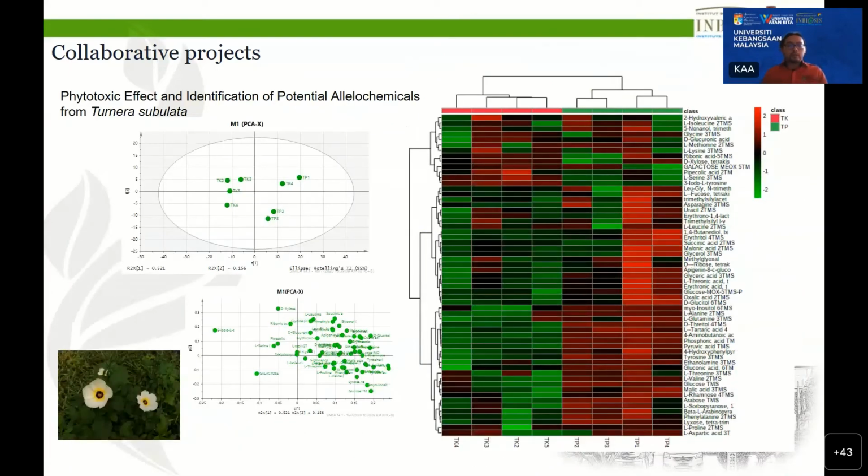I was also involved with the study on the phytotoxic effects and identification of potential allelochemicals from Tunera subulata. This work was carried out with UNIZA. In this work, we have two major species of Tunera subulata. We did a metabolic profile of the leaf extracts and then compared the metabolites. From there, UNIZA did the integrations with the phytotoxic data and came up with the explanation on how this plant exhibits the so-called phytotoxic activity.